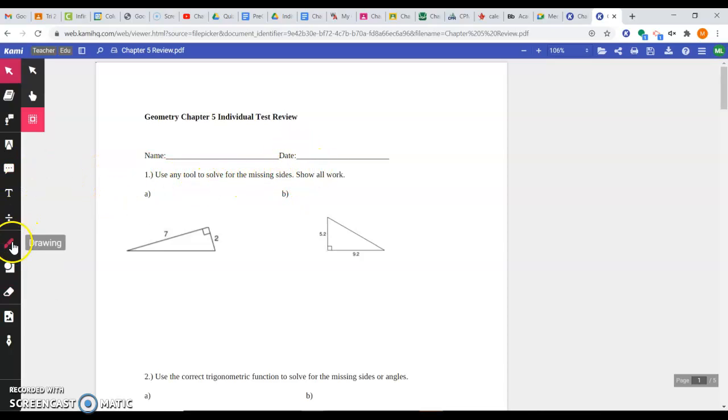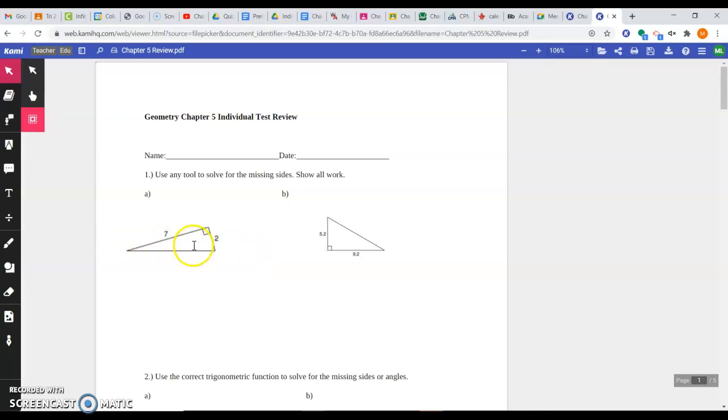of our work. There's different ways that you could go about solving this. Different tools that you could use. If you wanted to, you could use inverse trigonometry to find one of the missing angles, and then use regular trigonometry to solve for the missing side.